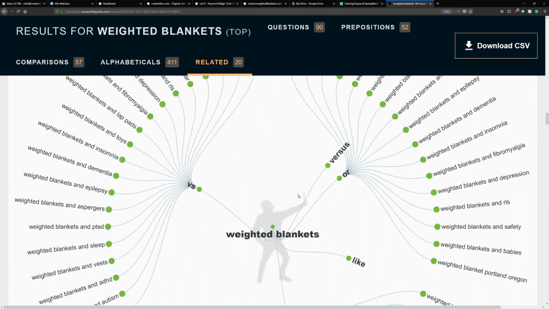And then comparisons. I find personally, this is an absolutely fantastic place to start your keyword research when you've just got a general idea. You're a weighted blanket company and all you've got in mind is, I can't think of anything, it's just weighted blankets. Or alternatively, say you're a cloud hosting company, and I know there's a billion cloud hosting companies out there. How do I break in? What is my avenue?